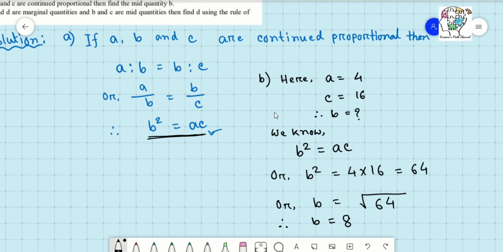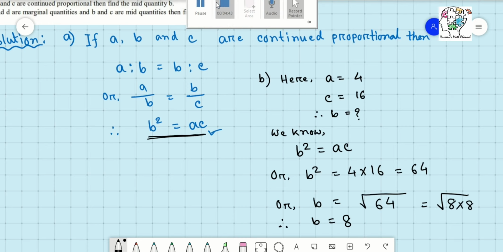We know that root over 64 can be written as root over 8 times 8, and root over 8 times 8 will be the answer of 8. I hope you understand. Alright, now we move on to our next question, question number C.